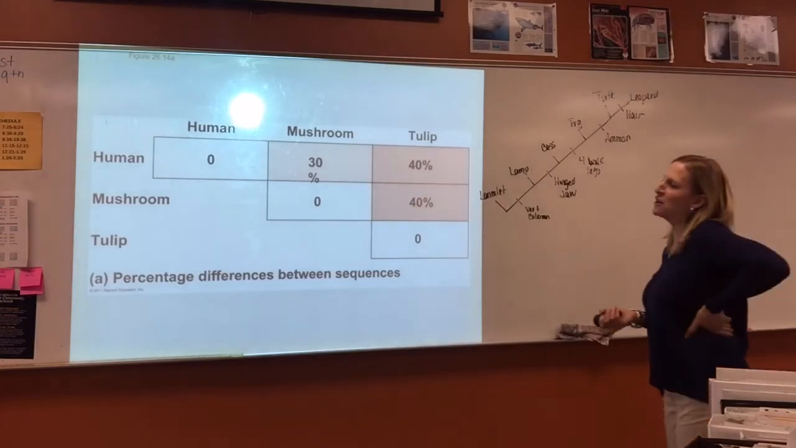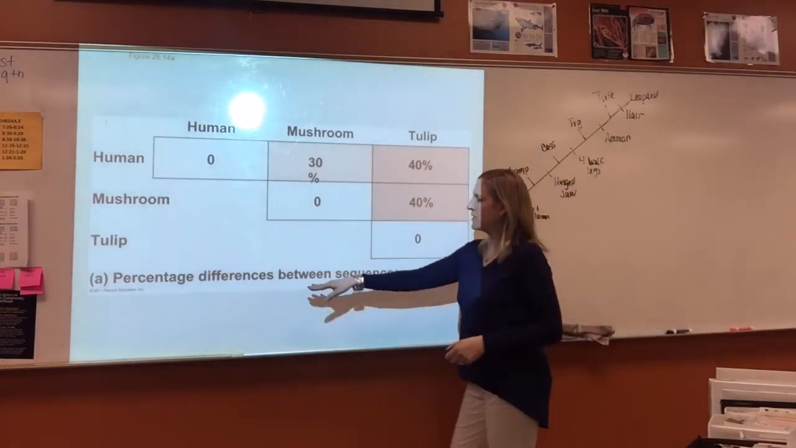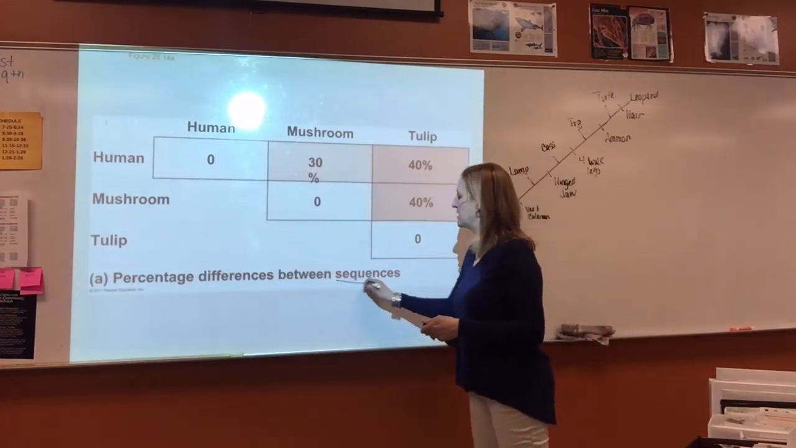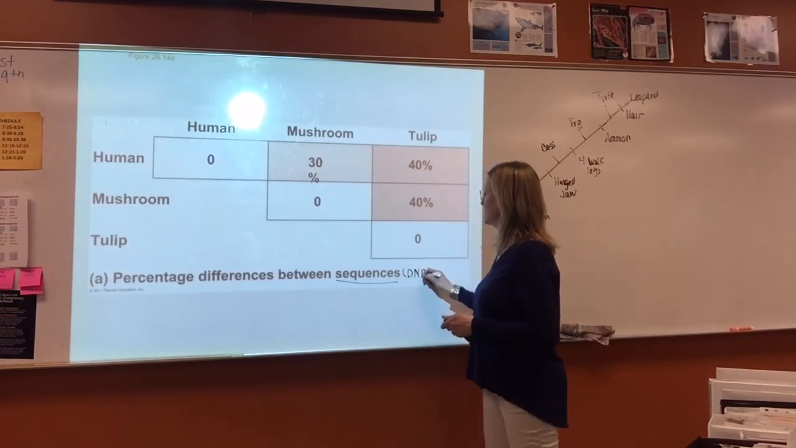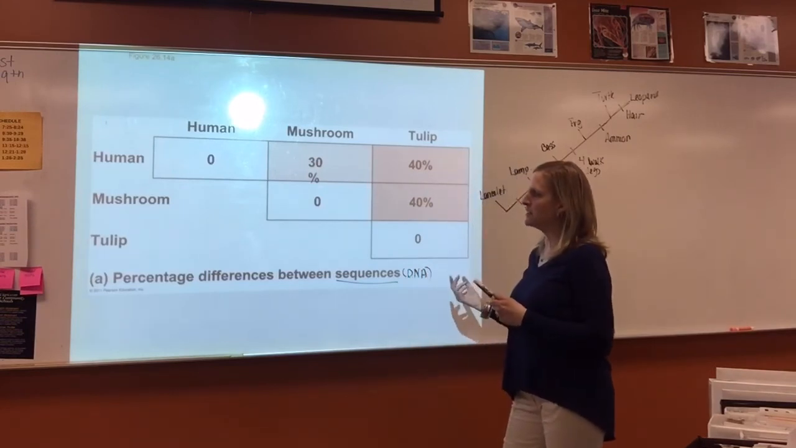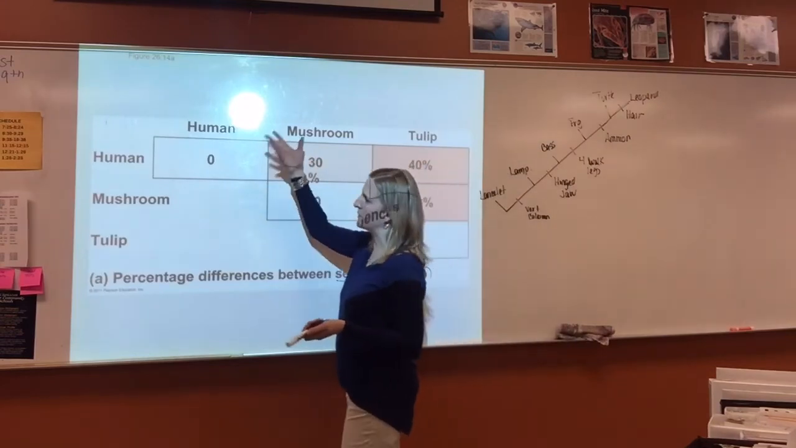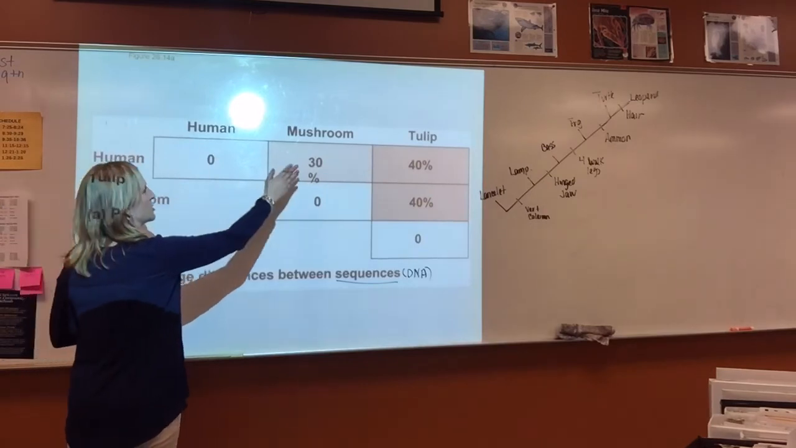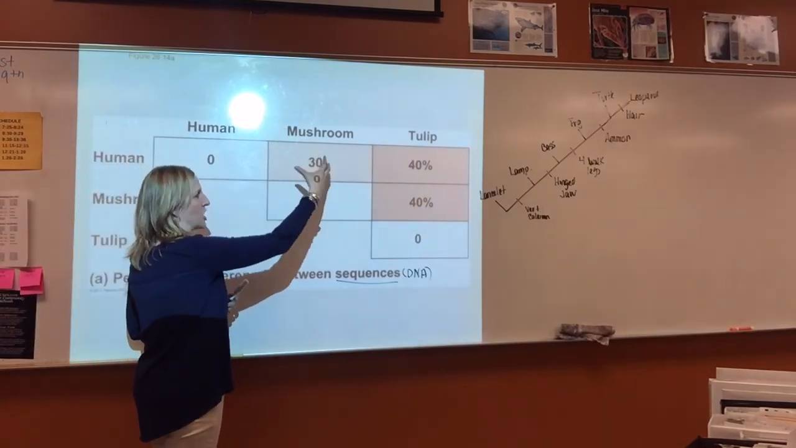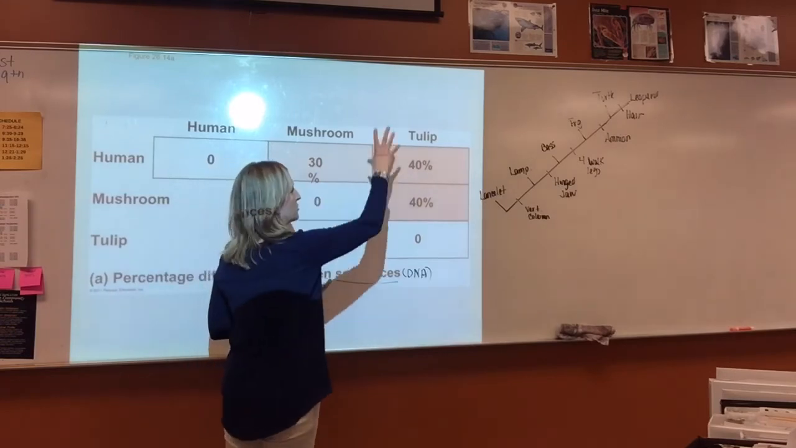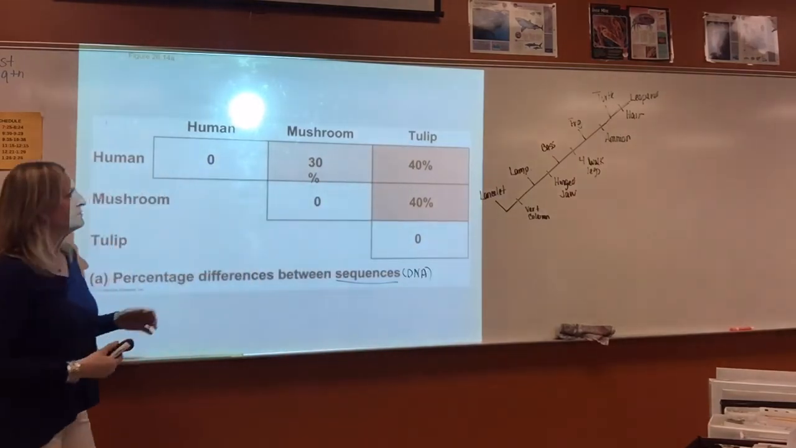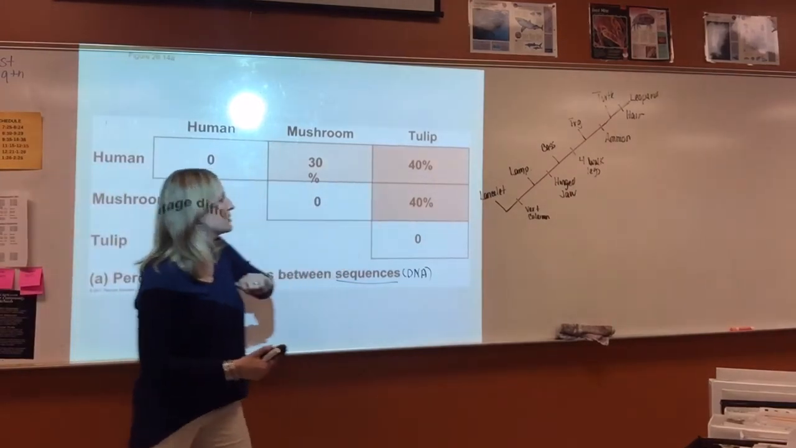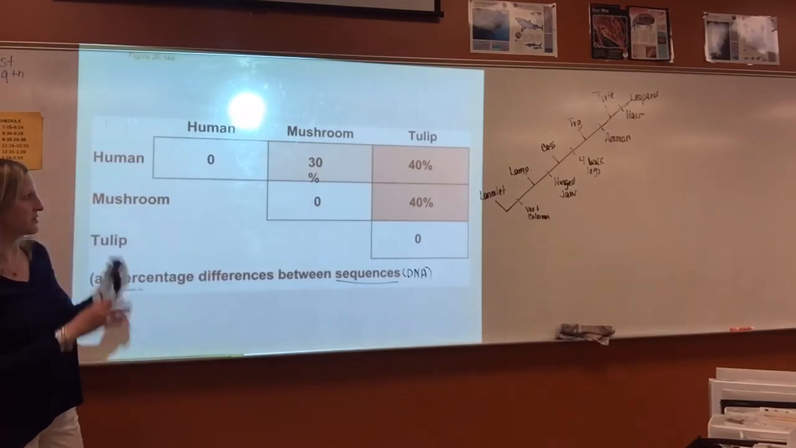So this chart shows the percentage difference between sequences. When we talk about sequence here, we're talking about DNA sequences. When you compare the DNA between a human and a human for, let's say, a specific gene, there are 0 differences. Human to a mushroom in that same gene, 30% difference. Human to a tulip, 40% difference. Mushroom to mushroom, 0. Mushroom to tulip, also 40. And tulip to tulip, 0. So this is our data.